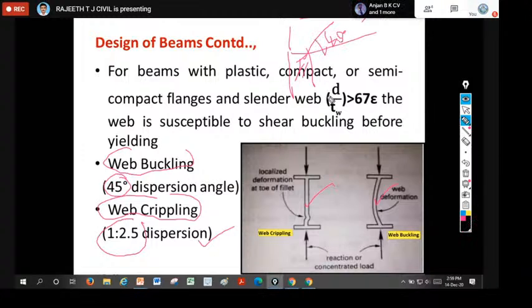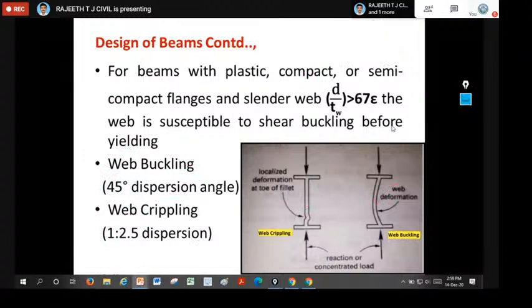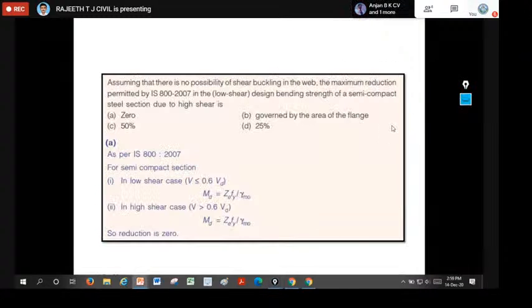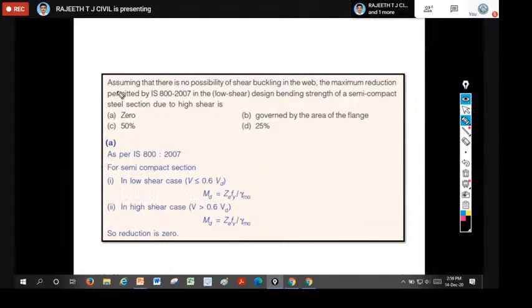Okay, for web buckling, we should take a 1:2.5 dispersion with respect to the bearing length of the support. You will see one of the problems here on the high shear and low shear cases.